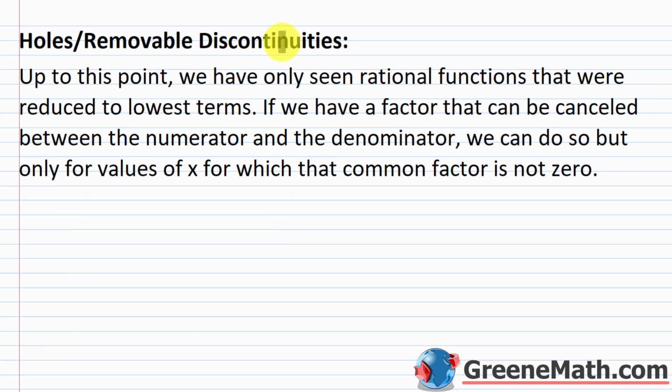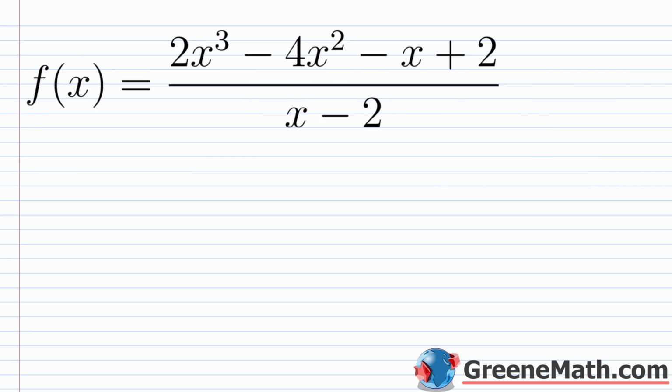All right, let's talk about holes in your graph. Some people call these removable discontinuities. Up to this point, we've only seen rational functions that were reduced to lowest terms, or you could say simplified. If we have a factor that can be canceled between the numerator and the denominator, we can do so, but only for values of x for which that common factor is not 0. Let me give you an example of this.